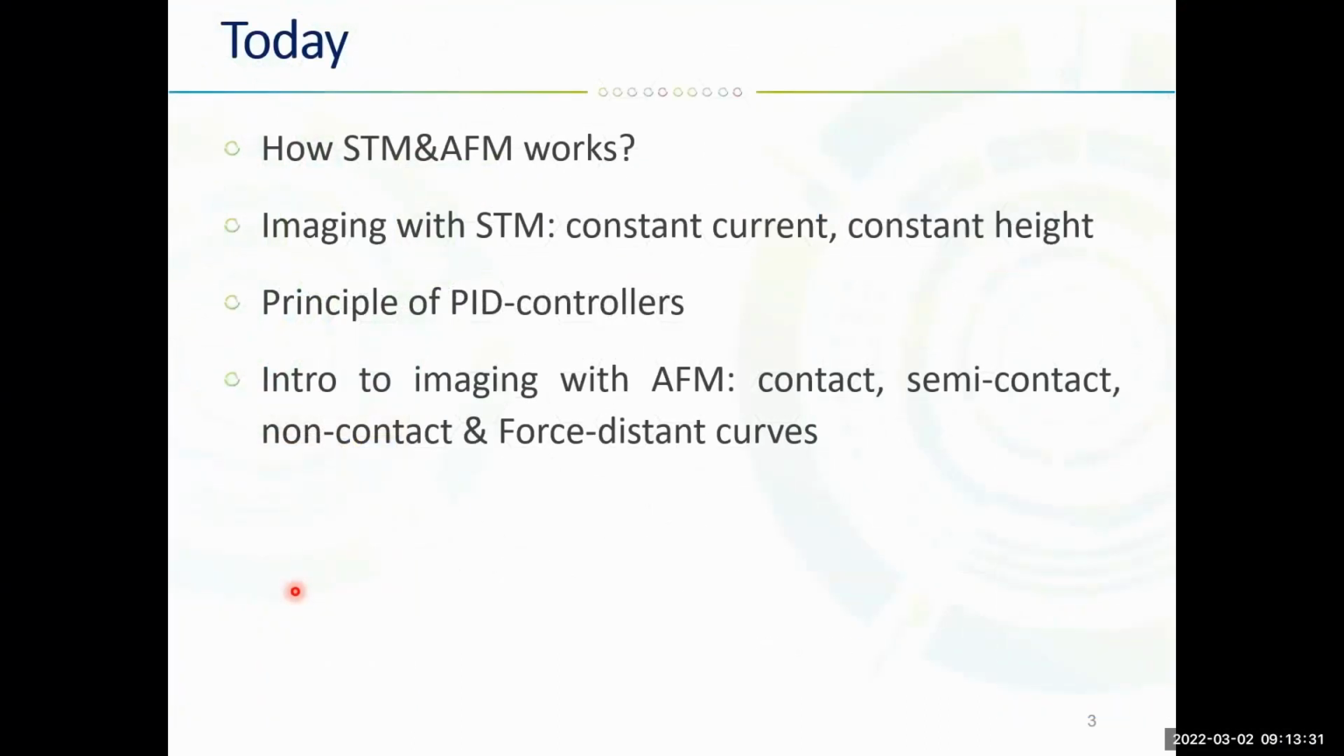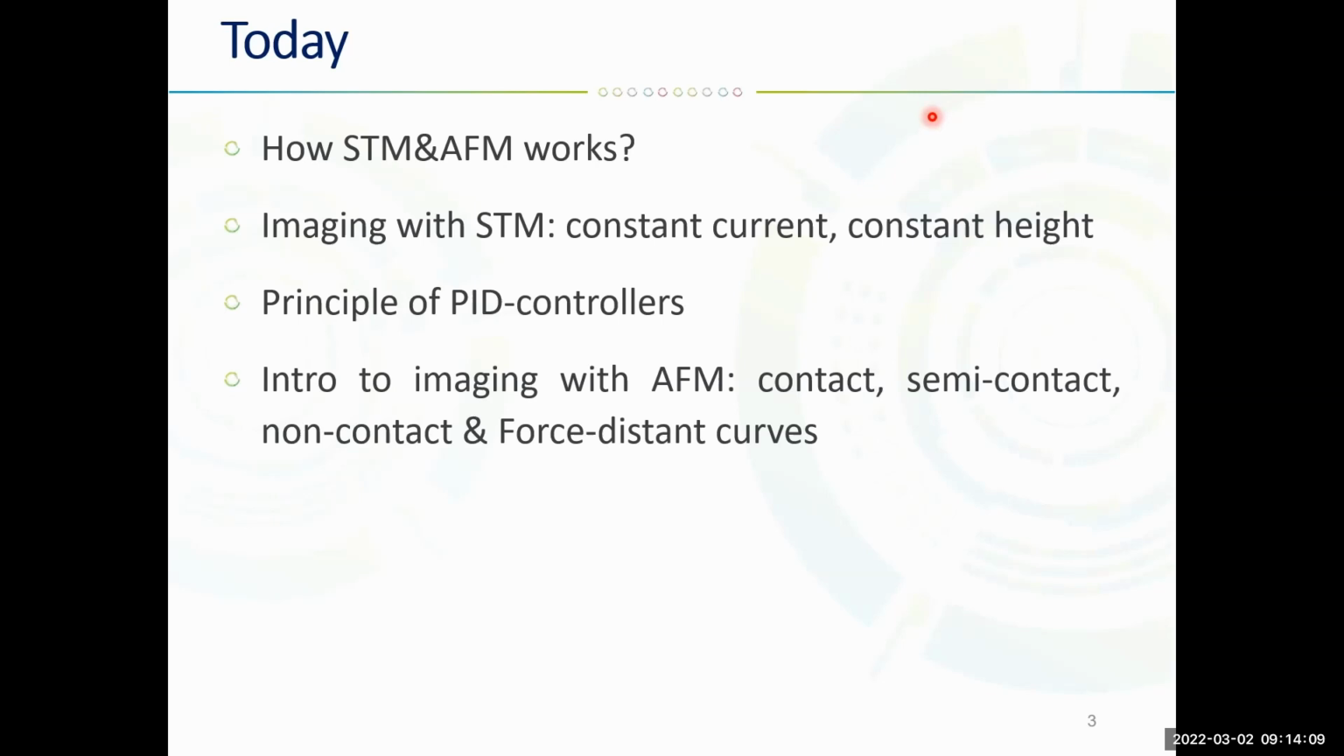So today, I will talk again about scanning tunneling microscopy and about AFM, the same as last time, but with more details and a bit more formulas. We will discuss two modes of STM, constant current mode and constant height mode. I will try to explain in a bit more detail what PID controllers are and how they work in the feedback loop control.